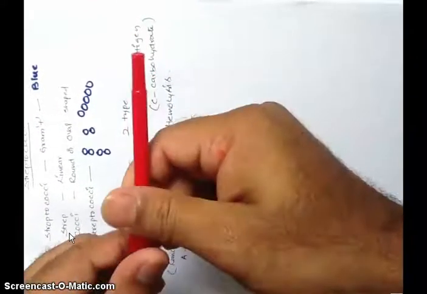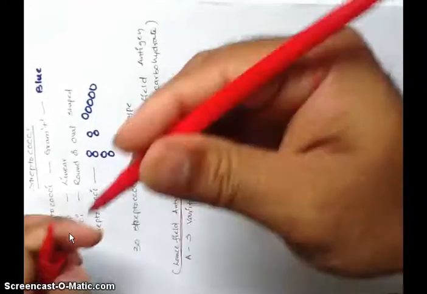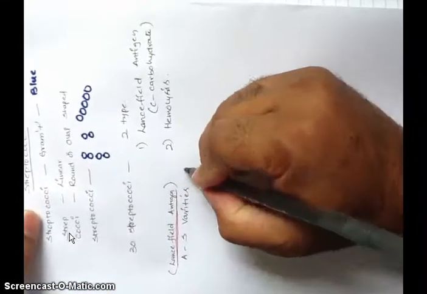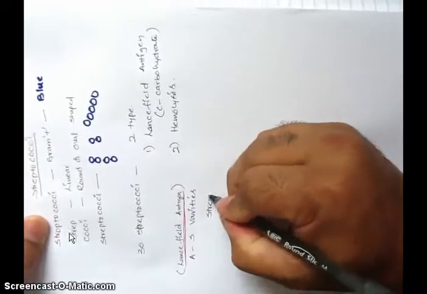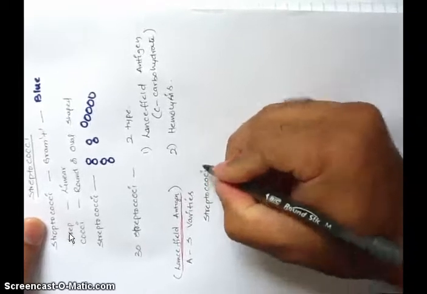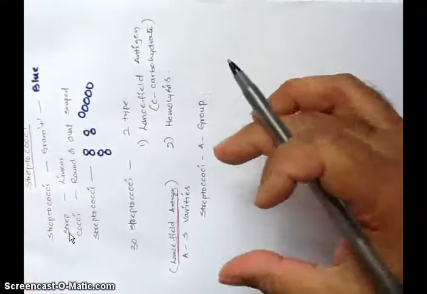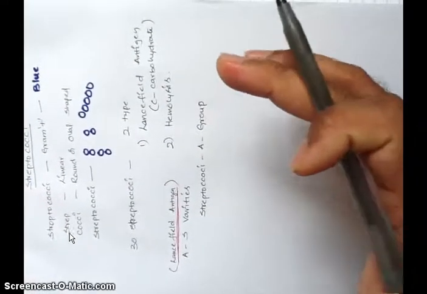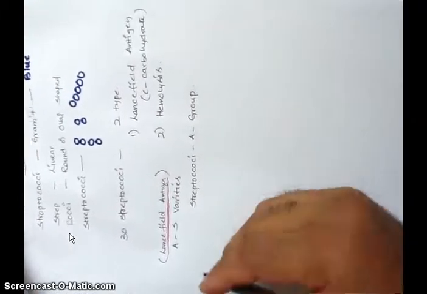So we can analyze here: Lancefield antigen, A to S varieties. But not all of these varieties can cause infection in humans. Only a few can. So what are those few varieties? That is the Streptococci A group. A group is nothing but the C carbohydrate which has a structure of A, so we call them Streptococci A group organisms.